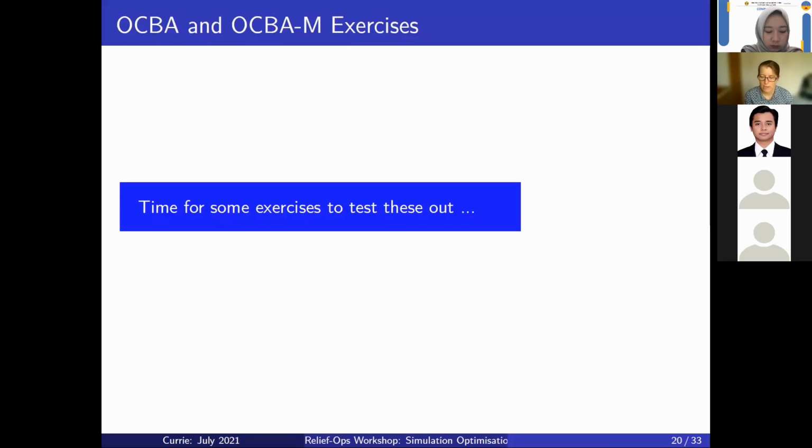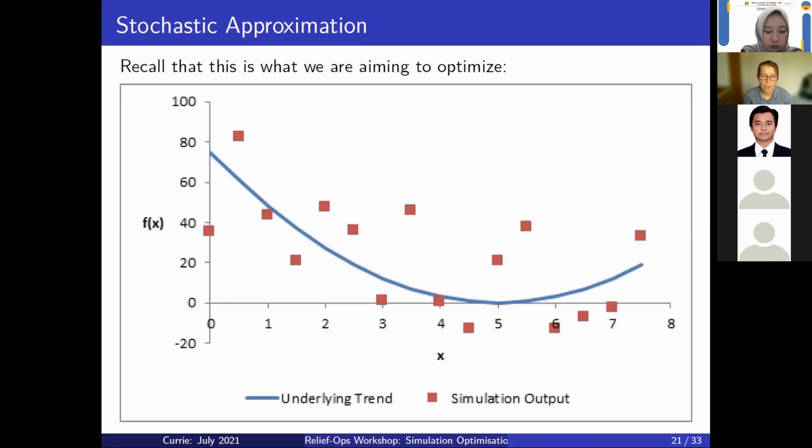What we're going to be talking about next, and I'm going to start introducing this now and then we'll carry on after the break, is stochastic approximation. And if you remember back to the introduction to simulation optimization right at the start of my session, we had this picture, which is explaining what we're aiming to optimize. The blue line is an underlying trend or an underlying function, but we can't take measurements of exactly that underlying function. We have that underlying function plus some randomness.